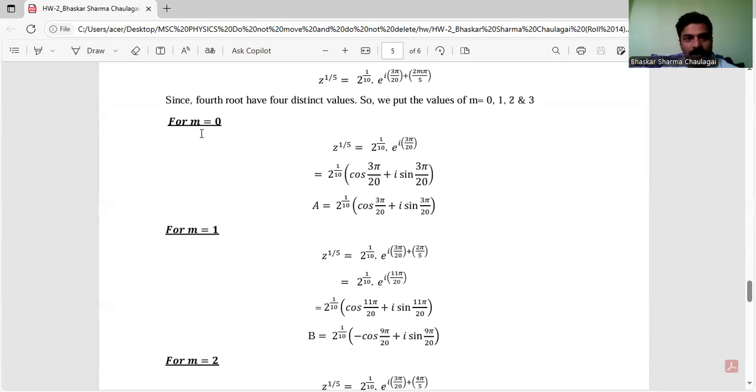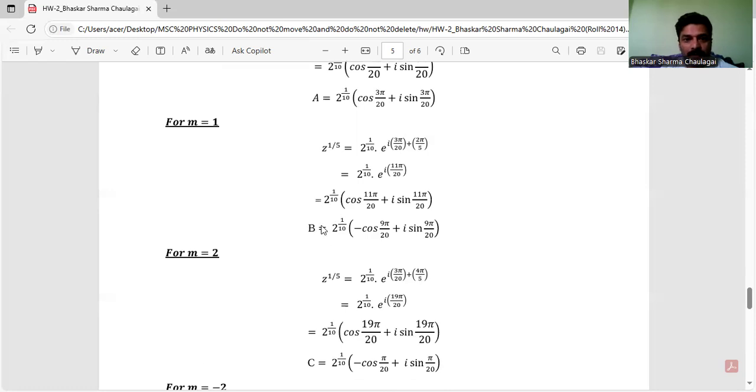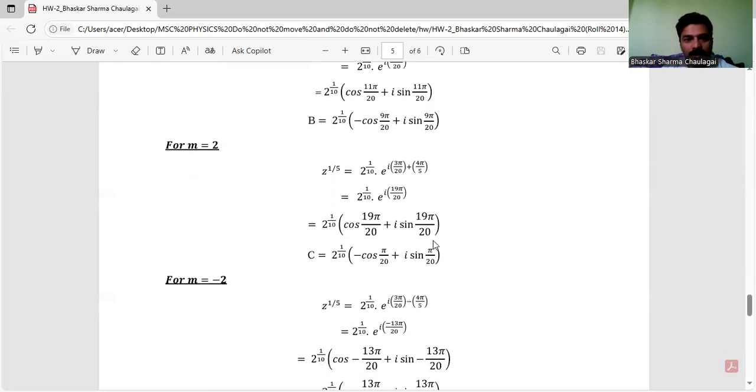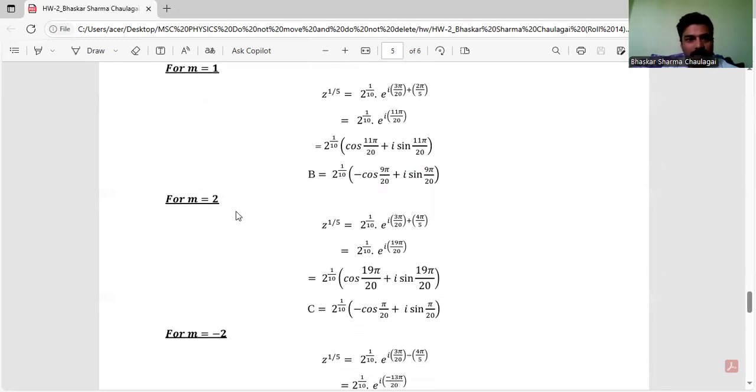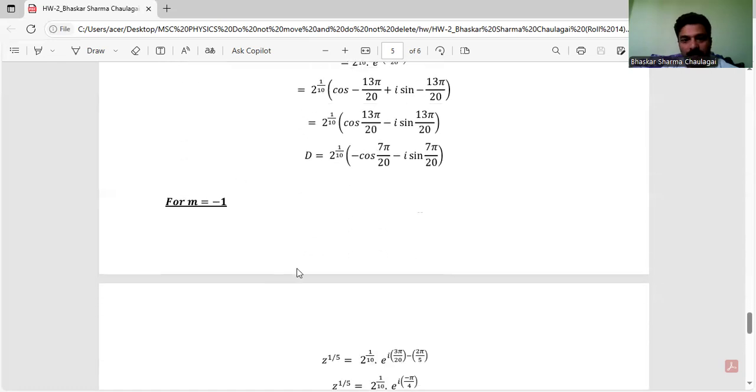So if the value of m is 0, then we can find the value of a as like this. So a equals 2 to the power 1 by 10 (cos 3 pi by 20 + i sin 3 pi divided by 20). If we put the value of m as 1, then we can find the value of b as 2 to the power 1 by 10 (negative cos 9 pi divided by 20 + i sin 9 pi divided by 20). Similarly, in the next step, we will put the value of m as -2, and then the value of m as -1.